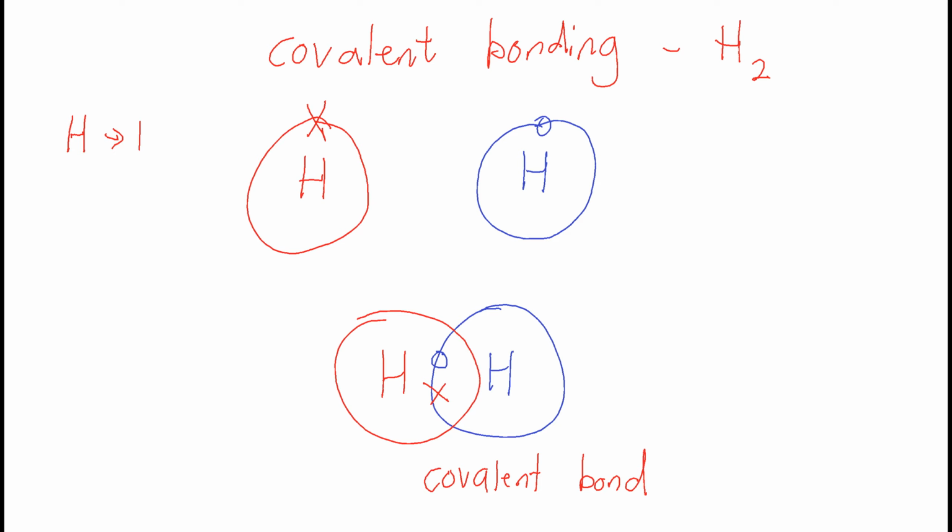So what is covalent bond? Covalent bond is the electrostatic attraction of two atoms towards the commonly shared pair of electrons.